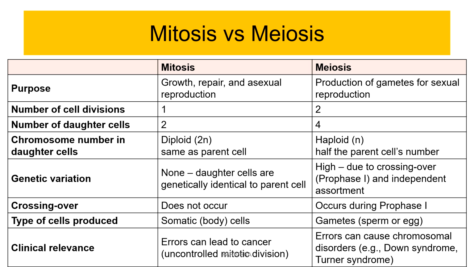Okay, let's bring the two types of cell division together. So mitosis is primarily used for growth and repair. There is one division. It produces two daughter cells. The daughter cells retain the diploid chromosome number and are generally genetically similar to the parent cell, while meiosis now produces the gametes or reproductive cells.